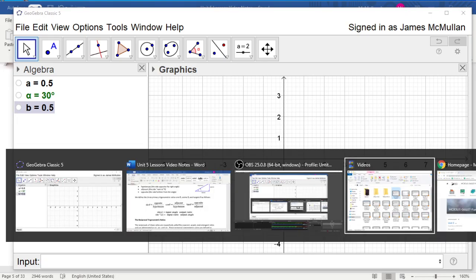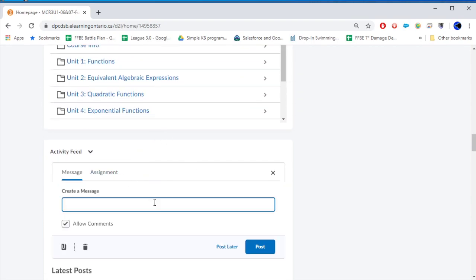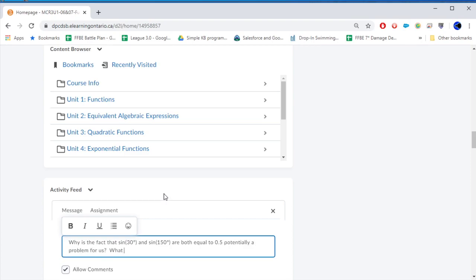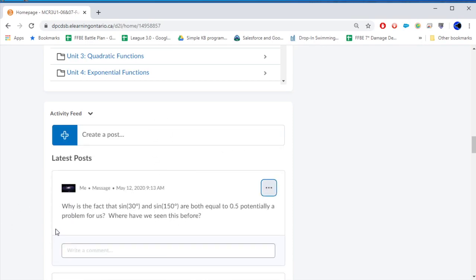So I'm going to post it right now. I'm just going to write it down in this activity feed. So again, give an answer if you have one. Why is the fact that sine 30 and sine 150 are both equal to 0.5 potentially a problem for us? And where have we seen this before? Okay, I want you to think about that. It's not really going to come up today. It's not going to come up for a few days, but it will help you if you get in this headspace right away.